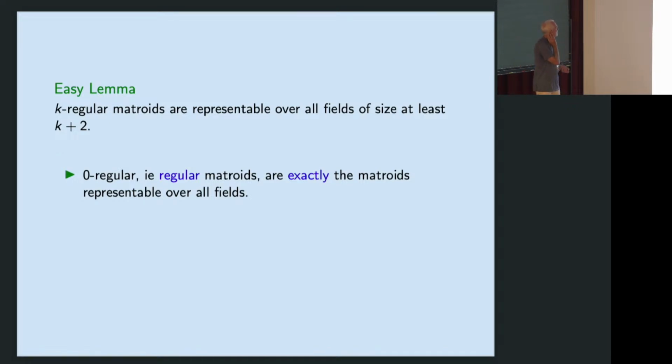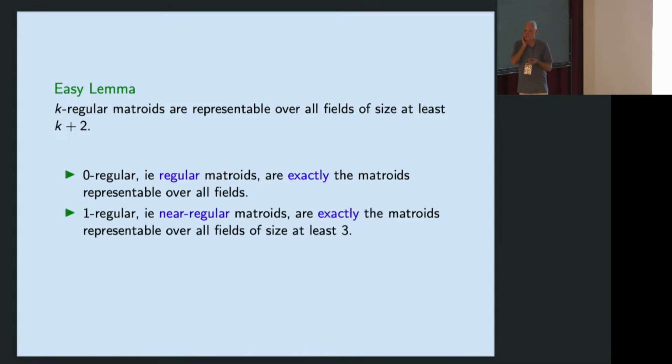From the point of view of this talk, it's interesting that it's exactly the class of matroids representable over all fields. And this generalises a bit. 1-regular, which are more commonly known as near-regular matroids, turns out to be precisely the class of matroids representable over all fields of size at least 3. We know it's contained in that class. If you're near-regular, you're representable over any field of size at least 3. But it turns out to be exactly that class.